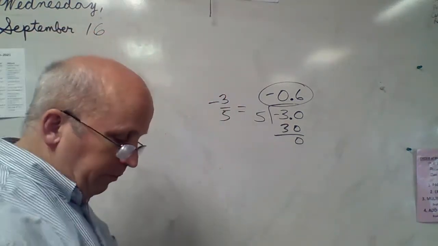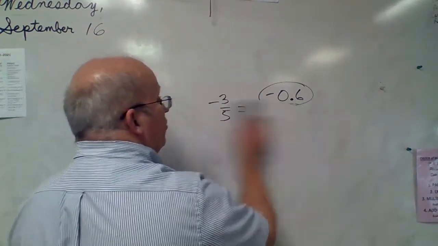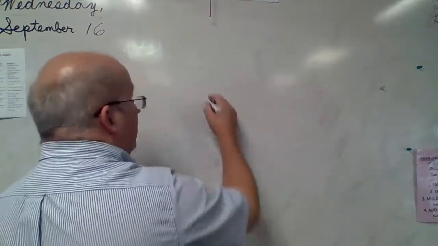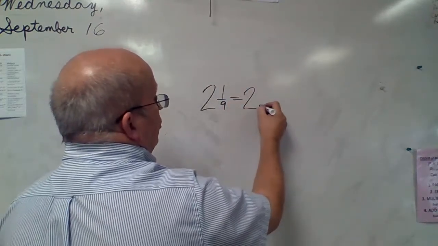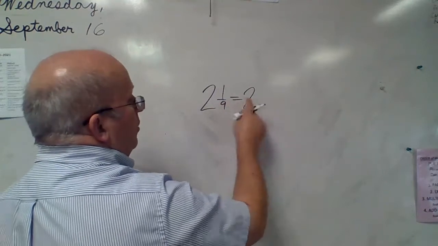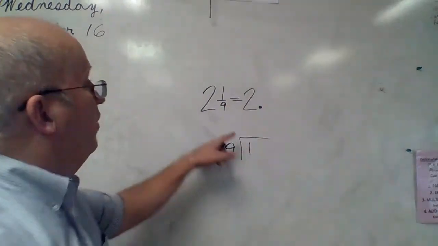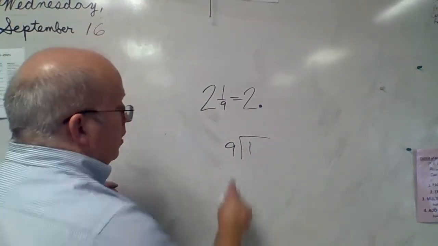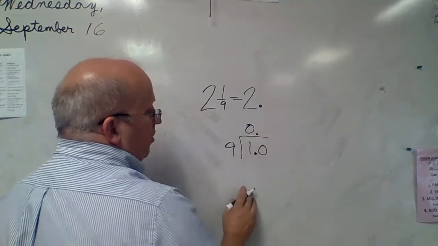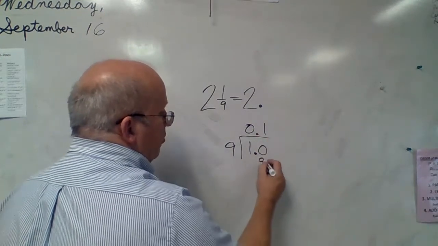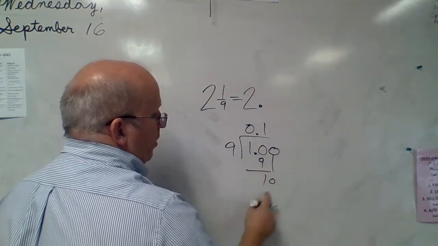How about problem C on the bottom of 63, where they have 2 and 1/9? Let's see what we're going to do with that. 2 and 1/9. Well, first of all, I'm going to write the 2 and a decimal point. And now I got to think about the 1/9. What happens when I divide 1 by 9? 9 goes into 1 0 times. But it goes into 10 one time, doesn't it? Yep. Uh-oh, bring down a 0. Do you see what's about to happen?